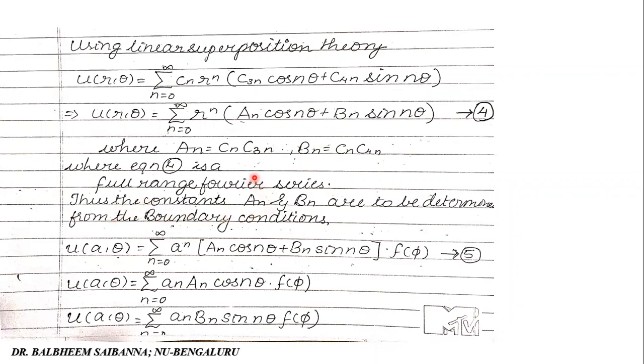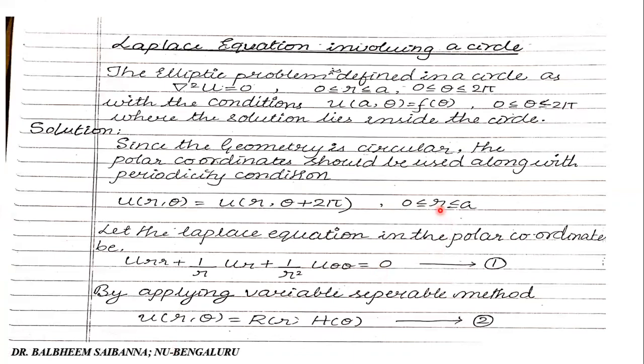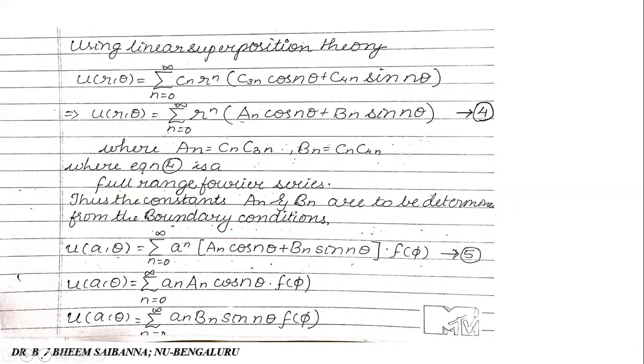Thus the constants an and bn are to be determined from the boundary conditions. Then put r is equal to a. Look here, r lies between 0 to a, and theta lies between 0 to 2 pi. So to find the constants, at r is equal to a, u of a comma theta is equal to summation n equals 0 to infinity, substituting r is equal to a, a to the power of n, an cos n theta plus bn sin n theta, f of pi.